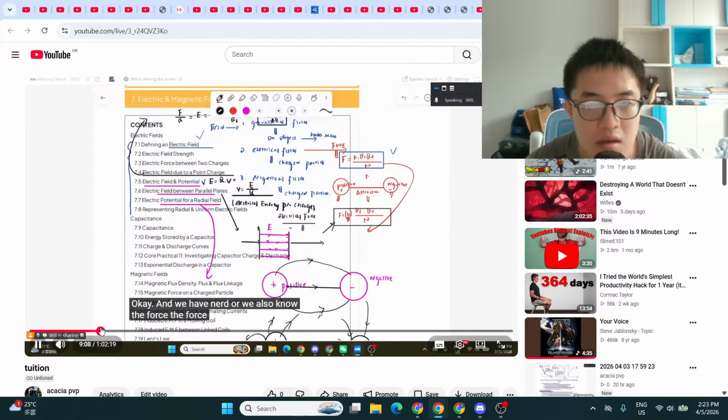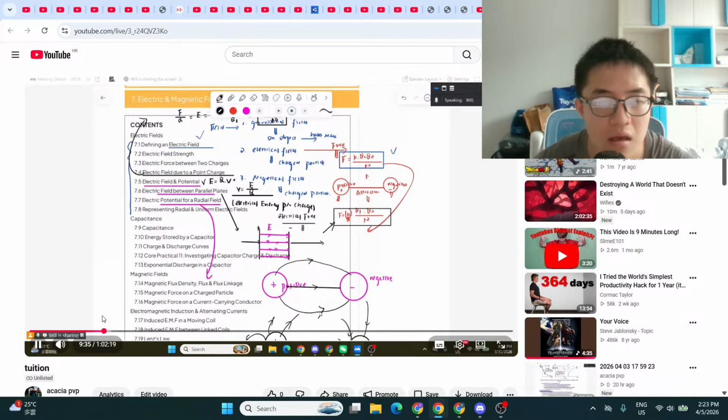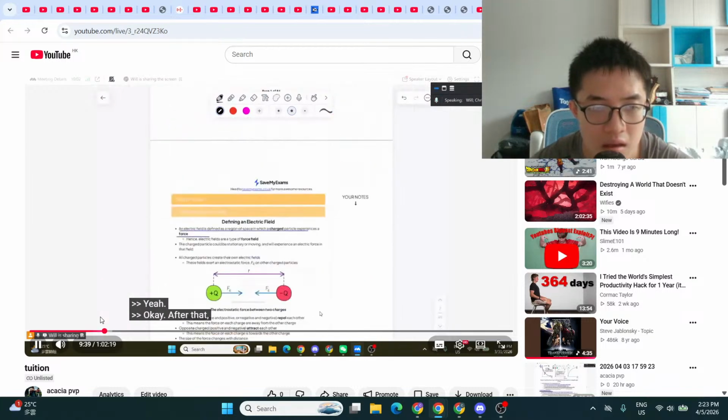We also know the force that we call the Coulomb force. And 7.4 is about how to draw the electric field due to a point charge. We also know the potential. And finally, the parallel plates produce the uniform electric field. Got that? Okay. After that, we can take some exercise.